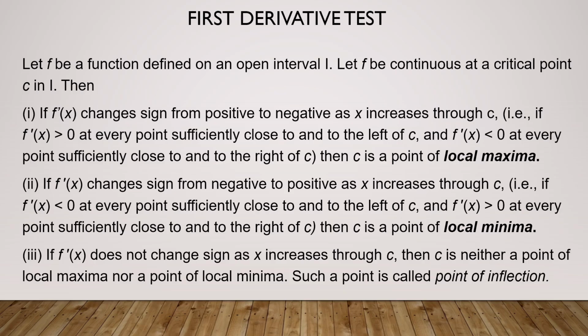Similarly, if f dash of x changes sign from negative to positive as x increases through C, that means if f dash of x is less than 0 at every point sufficiently close to and left of C, and f dash of x is greater than 0 at every point sufficiently close to and to the right of C, then it is called the point of local minima. If f dash of x does not change sign as x increases through C, then C is neither a point of maxima or minima, it is called a point of inflection. It will be very clear when we discuss the examples.